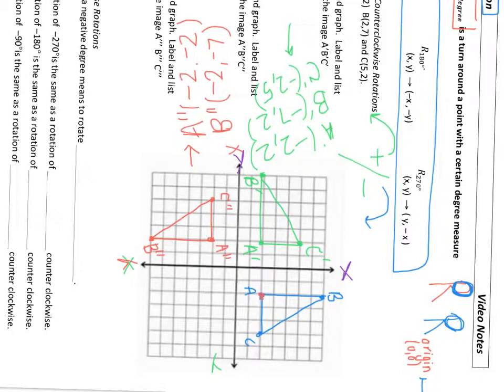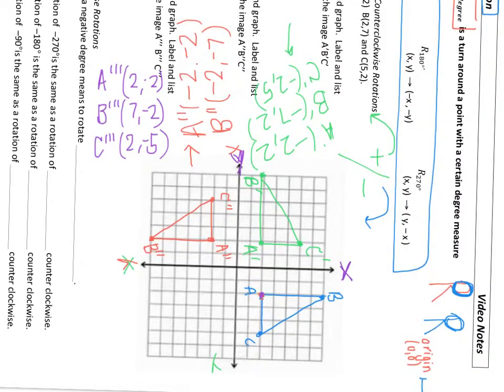I'm focusing here on the purple and then the triangle in blue. A is currently located at (2, -2). So that means A triple prime is (2, -2). B triple prime is at (7, -2). And C triple prime is at (2, -5).